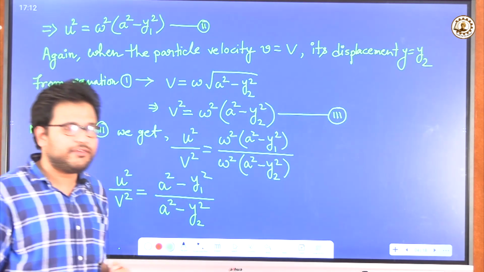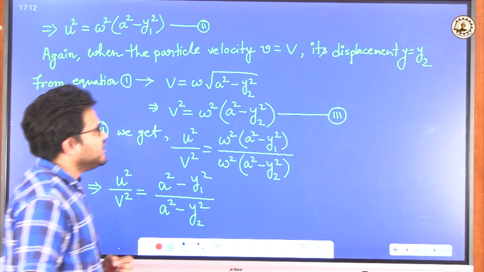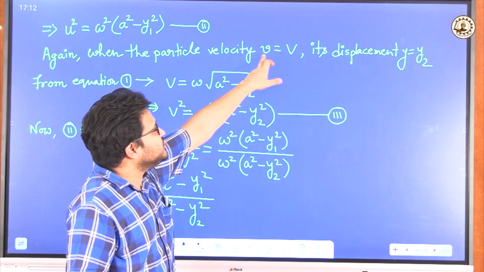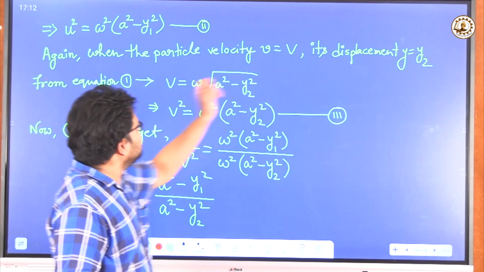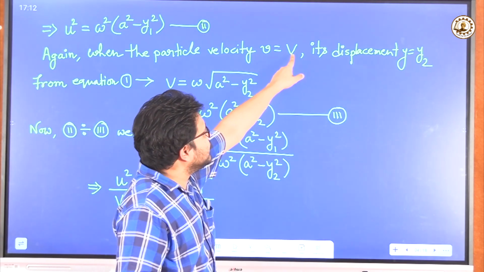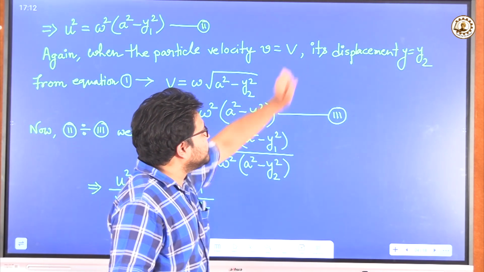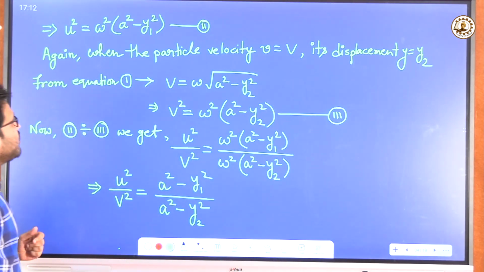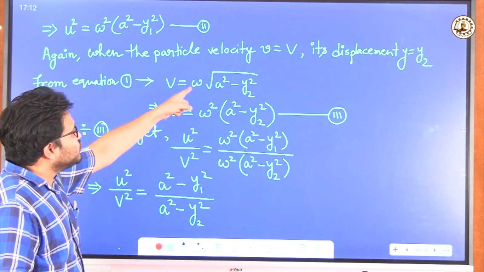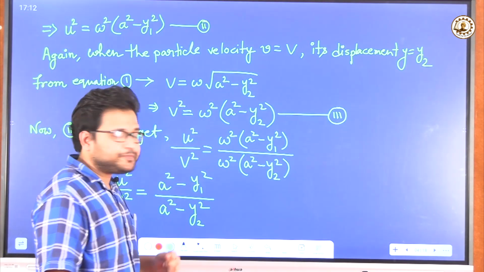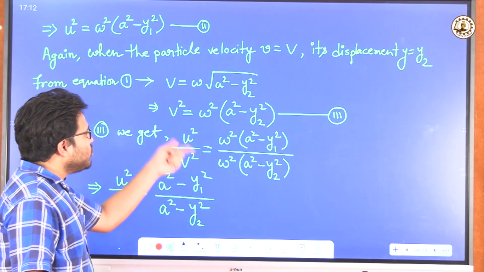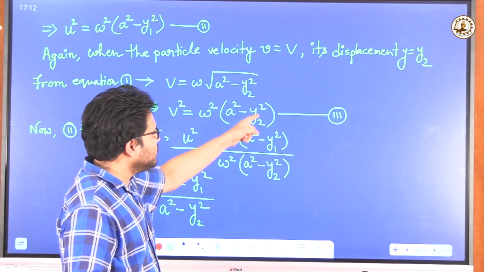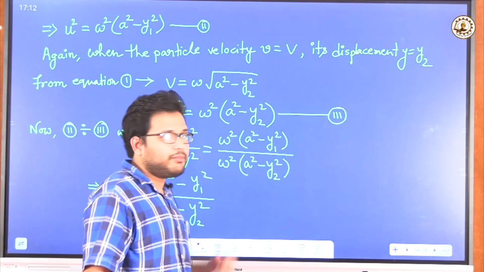In the second case of the given problem, the particle's velocity is v. Mind that the general expression of velocity I write with italic v, and the particular value in the second case I write with capital V. The corresponding displacement is y2. So from equation 1 we get V equals omega root under a square minus y2 square. After taking squares on both sides, we have V square equals omega square into (a square minus y2 square). This is our equation number 3.